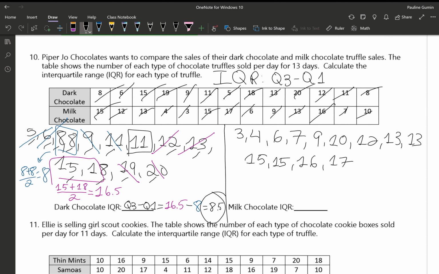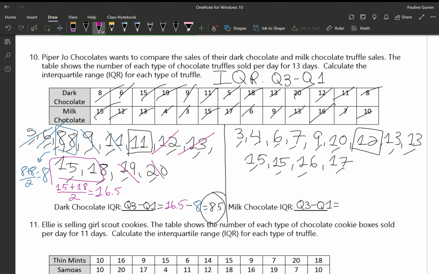First, let's find the median, because that will really simplify things for us. And then we'll find Q1 and Q3, and then subtract them. Let's begin by finding the actual median. I'm going to cross one off from each side. It's 12. Wonderful.